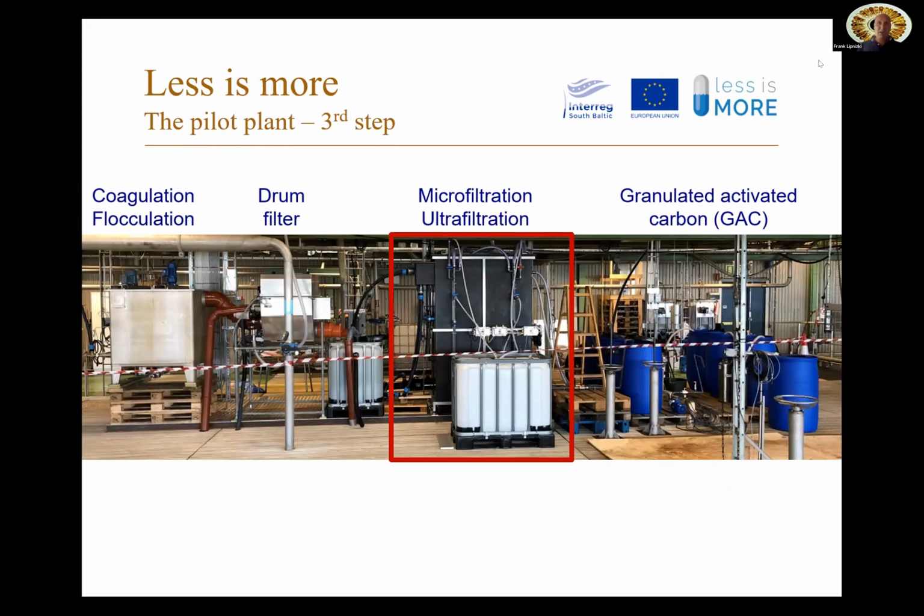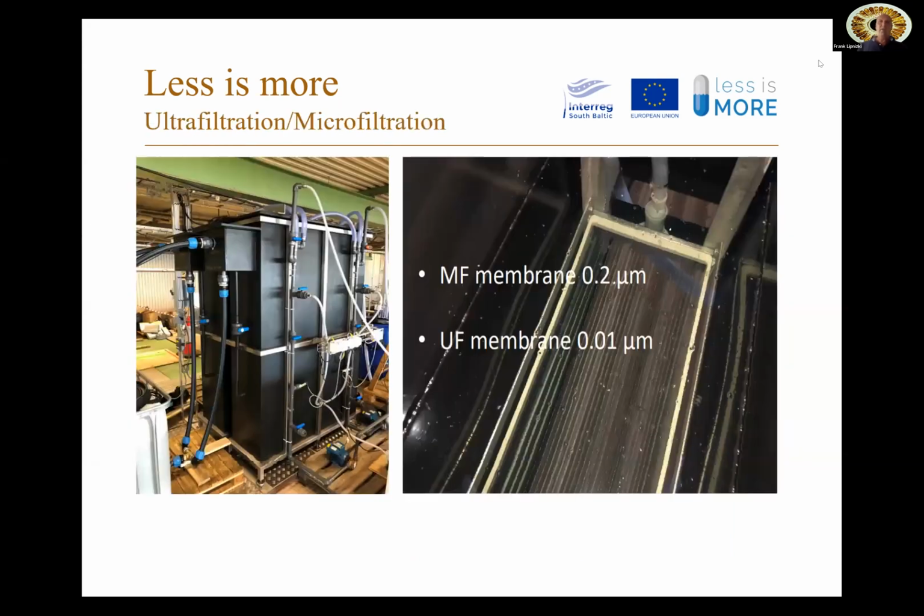Then came the microfiltration and ultrafiltration part. Here we tested 2 different types of membrane. We tested the microfiltration membrane, 0.2 micron, which we used successfully in the previous trials, under the motto, never change a winning team. But we also tested an ultrafiltration membrane with less than 0.01 micron. It was actually a 10 kilodalton membrane.